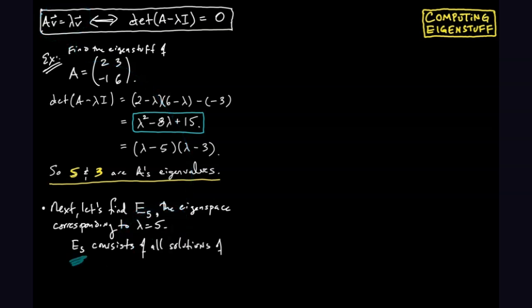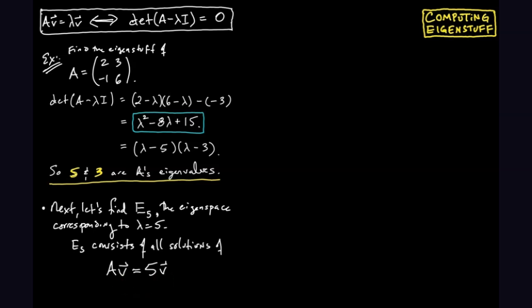So E5, that eigenspace, consists of all the solutions of the equation A times v is 5 times v, right? That's what it means to be an eigenvector of A corresponding to the eigenvalue 5. An eigenvector is one that gets scaled by 5. All right, well, this is easy because this is basically solving a system of linear equations. The only awkwardness here is that v, the thing we're trying to solve for, appears in 2 places.